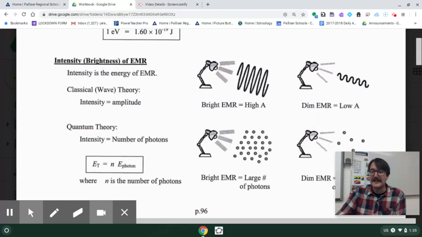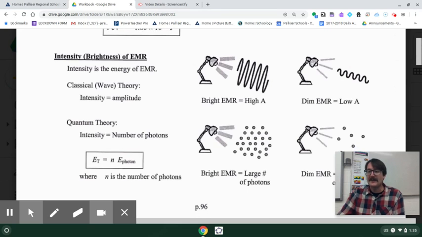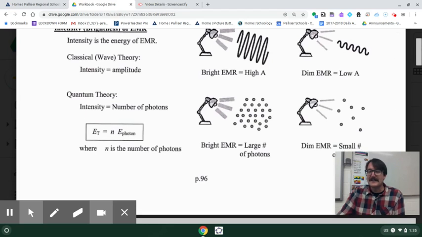So intensity is kind of like bright light. You think about it, a lot of photons are coming out of the light source. And low intensity, which means essentially dim EMR, less photons. So instead of in terms of energy or amplitude, we think about the number of photons. And that's what the quantum theory is about. It's why it's very different than the classical theory.